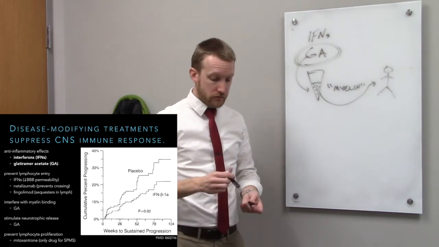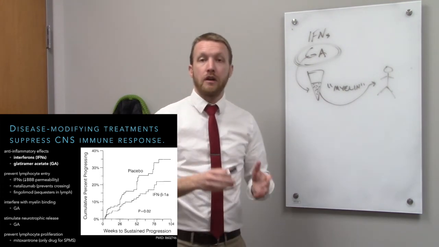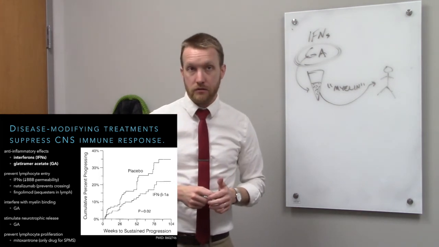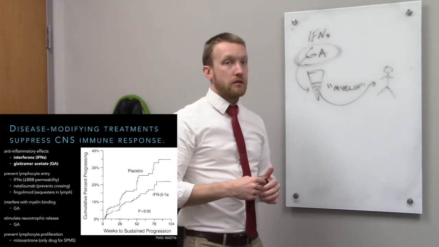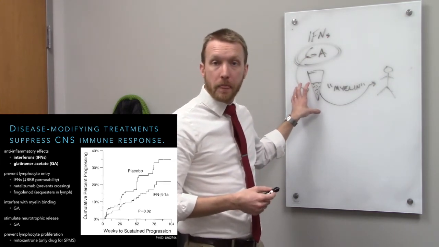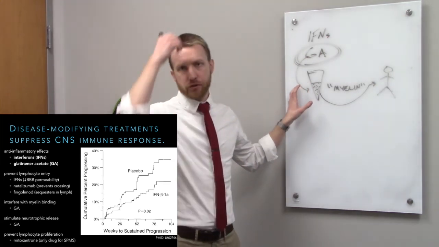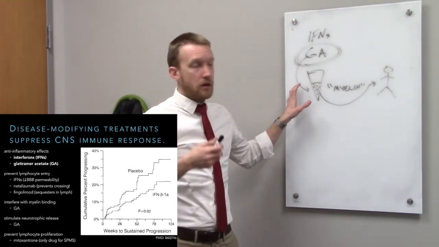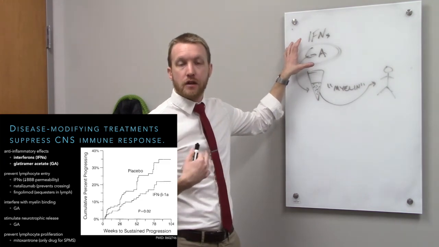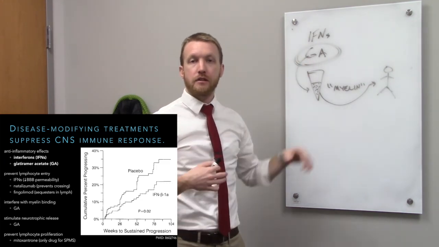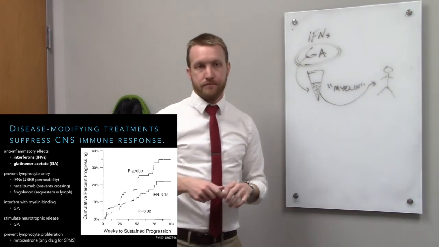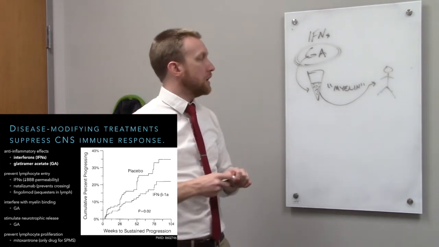That's of course going to stave off the immune targeting of oligodendrocytes. This is essentially going to compete with myelin binding. We also see an increase in neurotrophic release with glatiramer acetate, and that would help too. So neurotrophins are just proteins that are going to prevent cell death in neurons. That's kind of their job.